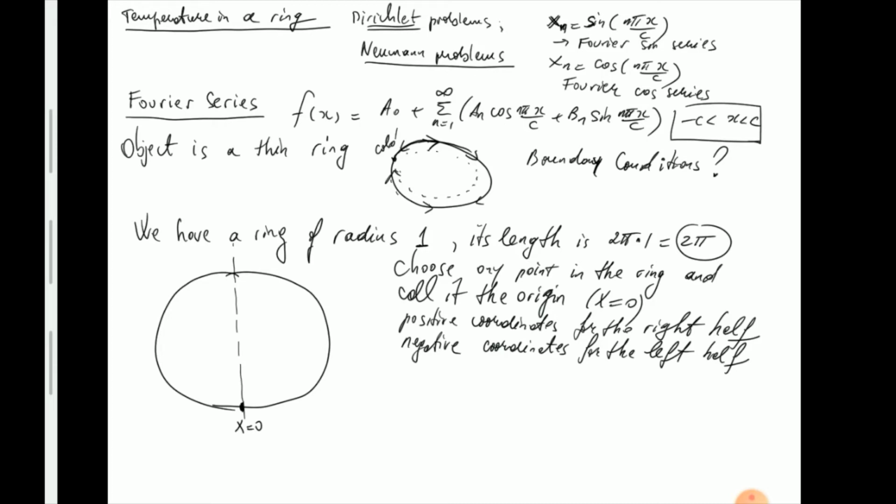And because the circumference, I should say the circumference, not the length here, I hope you get the point. Because the circumference is 2 pi, the right half goes from the origin, from 0, all the way to pi. And the left half goes with the negative coordinates all the way from 0 to negative pi, hitting the same point here.